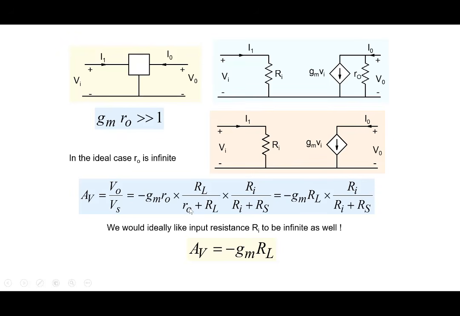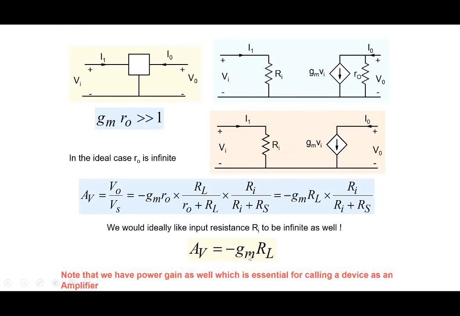Because we've already taken R0 to be infinity, this R0 and this term cancel each other, and we get minus GM RL. So the gain of such a device, the voltage gain, is equal to minus GM RL. Note that we are talking about voltage amplification.